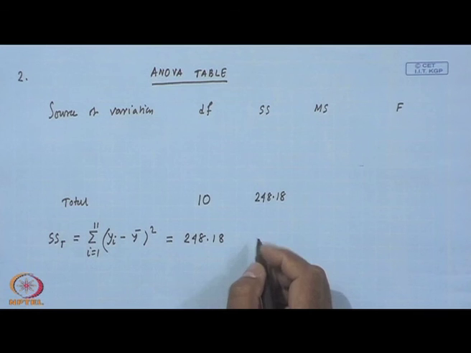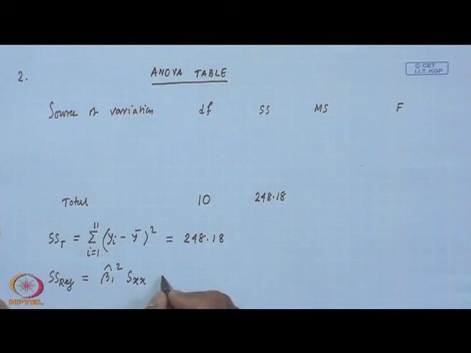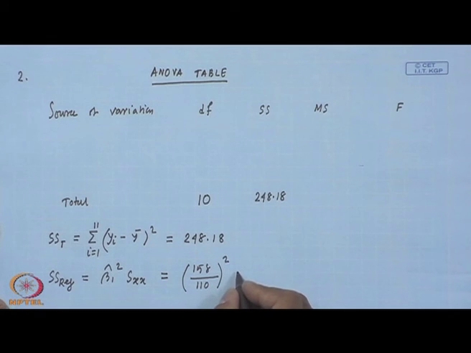Now, you can compute SS regression. SS regression is beta 1 hat square S x x, and we know that beta 1 hat is 158 by 110, squared, and S x x is 110, right. So, this is equal to 226.94.